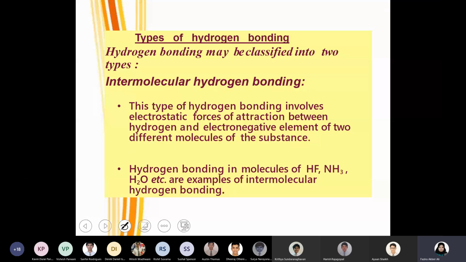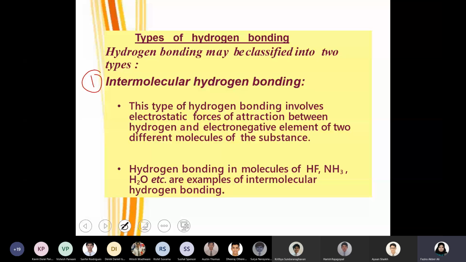And we discussed different examples: HF, H2O, NH3. We discussed this example yesterday. So today's class, I want to discuss types of hydrogen bonding. What are the different types? Hydrogen bonding is classified into two categories: intermolecular hydrogen bonding and intramolecular hydrogen bonding.